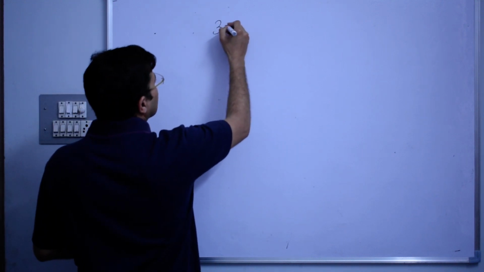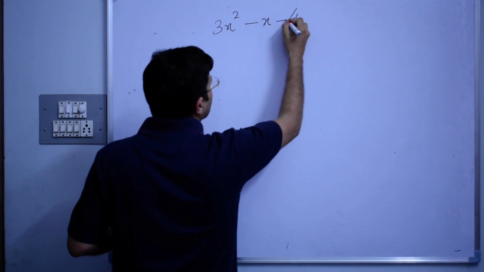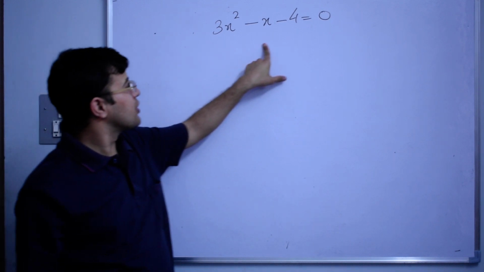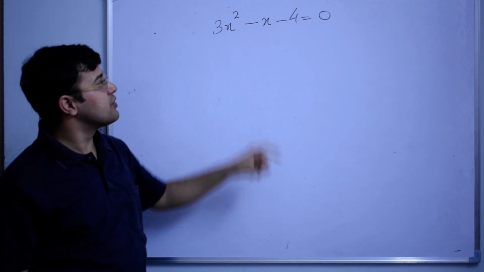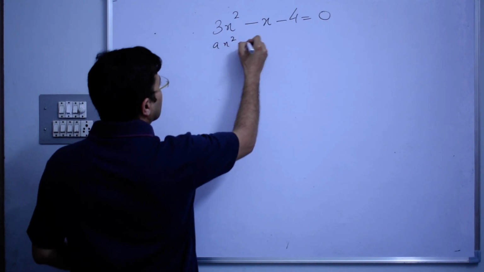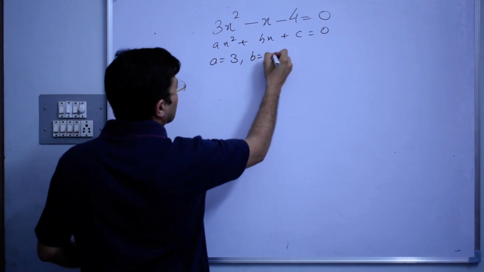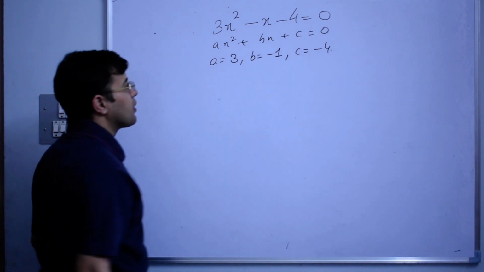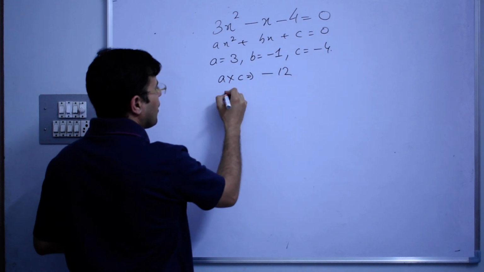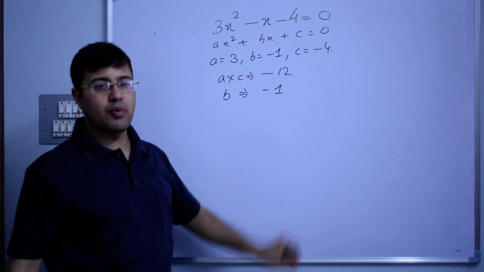So let's take one more example, that is 3x square minus x minus 4 is equal to 0. Now I need two numbers whose product is minus 12 and sum is minus 1. So I'll write it again, ax square plus bx plus c is equal to 0. a comes out to be 3, b comes out to be minus 1, c comes out to be minus 4. So the product ac should be minus 12 and the sum has to be minus 1. So I have to find two numbers with this sum and product.